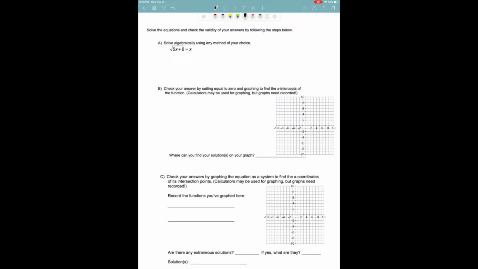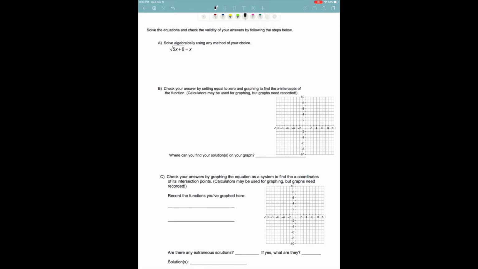Now take your time. You can totally pause the video and work this out on your own, and then fast forward afterward to see if you got it right or wrong. You don't have to listen to me go the whole way through it if you feel like you're getting a grasp on it. There may be a little bit of a tricky part, but let's get started and see how we do. So same setup here as the last one. We said letter A, solve algebraically using any method of your choice. For me, I've got the square root of 5x plus 6 equals x.